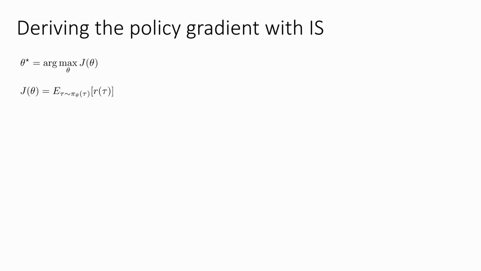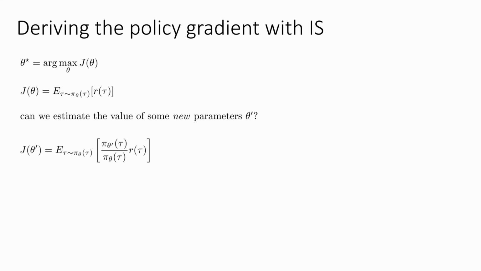Now, you can actually use importance sampling to derive the policy gradient in an alternate way. So we had one derivation at the beginning of the lecture. Now I'll very briefly show a slightly different derivation that uses importance sampling. And this kind of view of policy gradient will actually be useful later on in subsequent lectures also. So let's take our objective value and express it in terms of some new parameters theta prime. We can write out J of theta prime as the expectation under pi theta, that's our old policy, of the importance sampling ratio times r of tau.